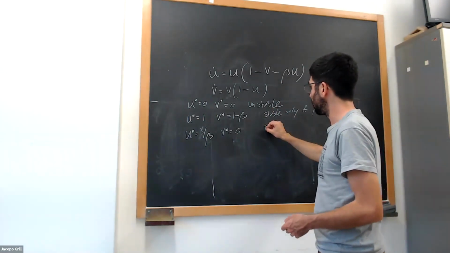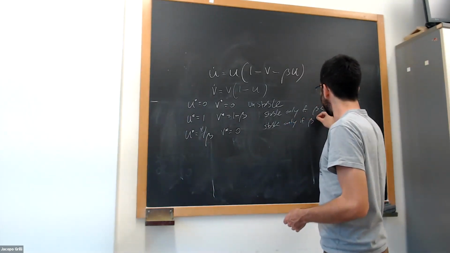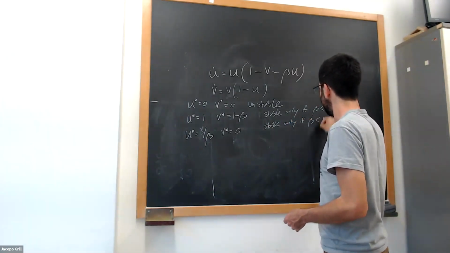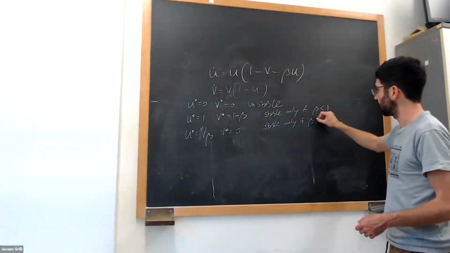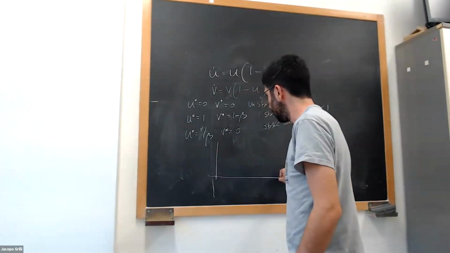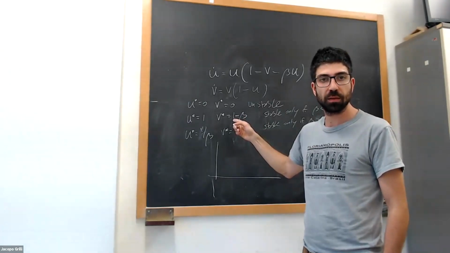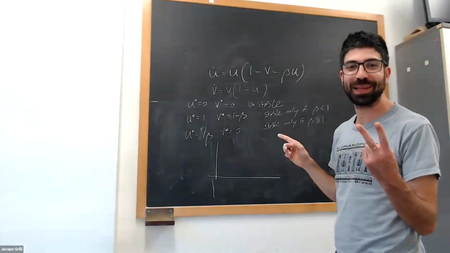And this is stable only if beta is larger than 1, sorry. Okay? So if you take, oh, okay, so what kind of bifurcation do you have here? Do you want to guess? Pitchfork. No. Well, there are no other possibilities. Let me look. Yeah, let's draw it.